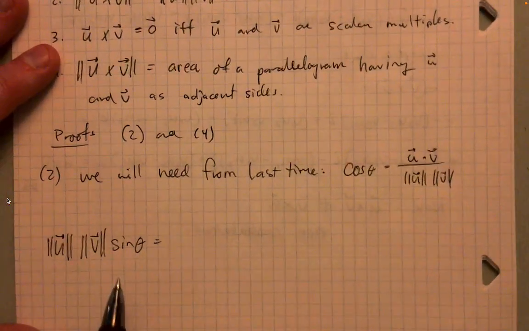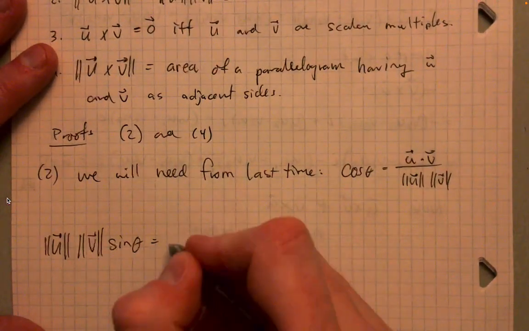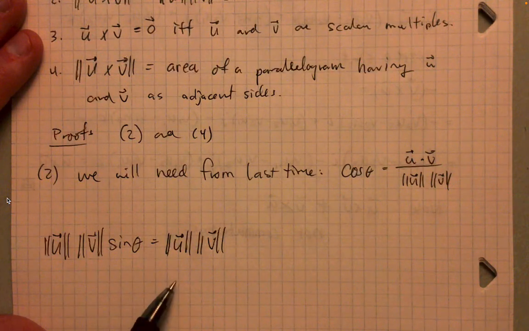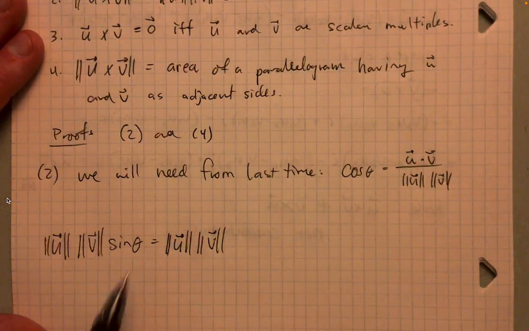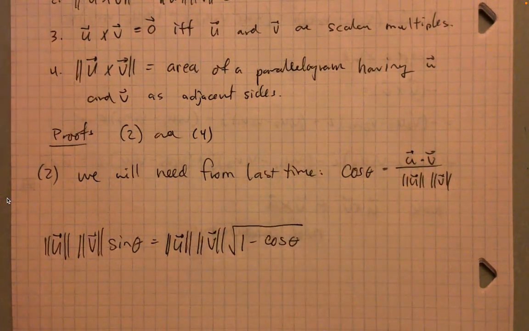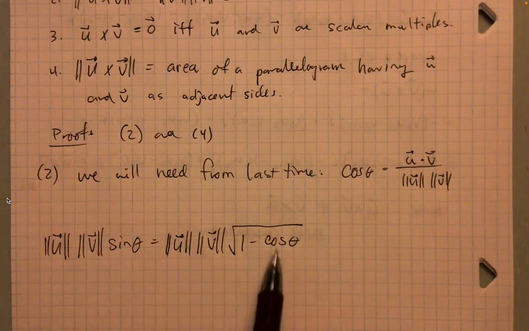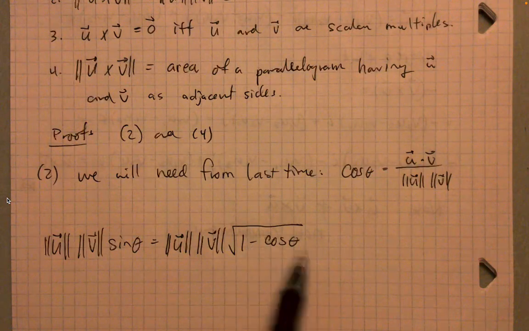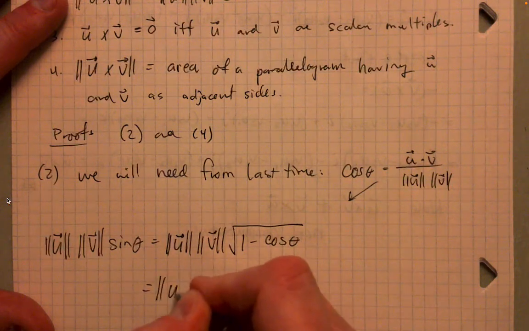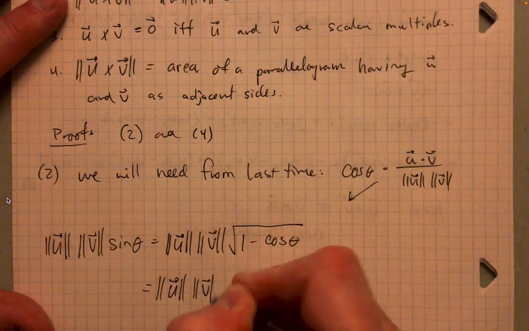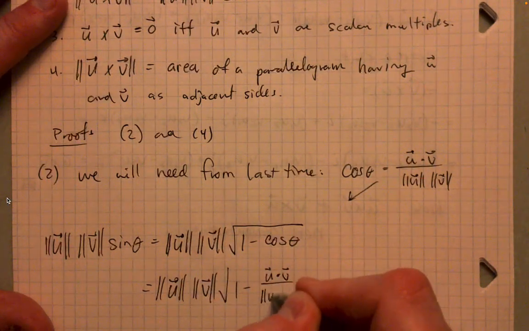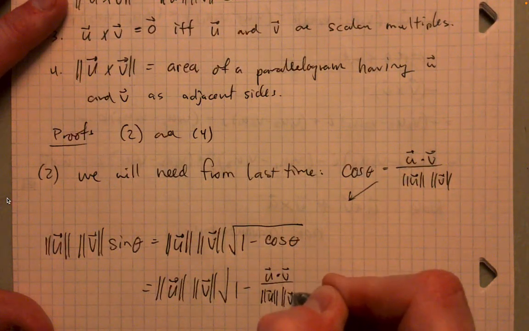Since this is trigonometry, we can pull in some identities, and what's going to be useful here is the Pythagorean identity. We know sine squared theta plus cosine squared theta is equal to 1, and so sine theta is equal to the square root of 1 minus cosine squared theta. That follows directly from the Pythagorean identity. Now let's substitute in for the cosine here. So we get the norm of u times the norm of v times the square root of 1 minus (u dot v over the norm of u times the norm of v), squared.